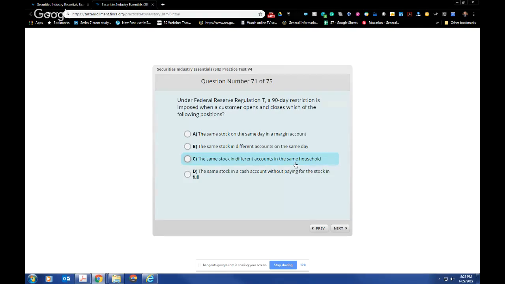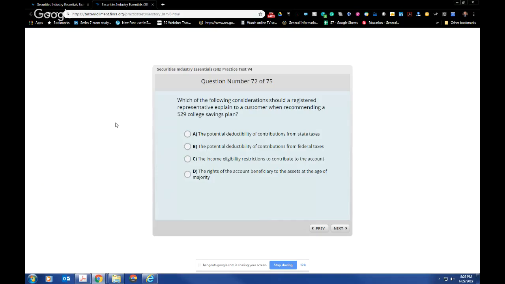Same stock in a cash account without paying for the stock in full. If you do a cash account, you pay for everything. If you don't pay for it within T+4, not T+2, T+2 is settlement, T+4 is payment. If you don't pay for it, then if you get an extension, that's great. If you don't, they freeze you for 90 days, which just means, it's not a big deal. It just means whenever you buy stock, the money has to be in the account before you place the order.